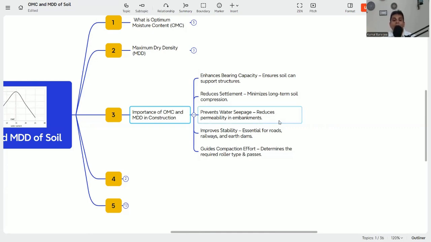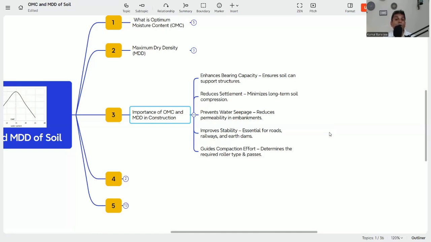Then, preventing water seepage: it reduces permeability in embankments. It is a very important part, that is, it reduces water seepage. If water seepage continues inside the structure, structural stability will again be a problem. So in order to stop the water seepage, we have to do the compaction at the OMC and the MDD. So that is why it is also important. Then, improved stability, essential for roads, railways and earth dams, because until and unless we achieve OMC and MDD, whenever we do the compaction, stability is a problem.